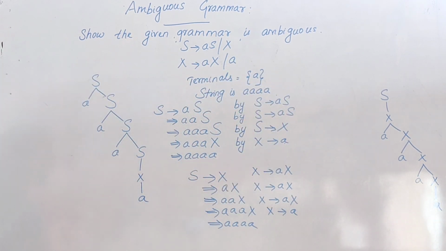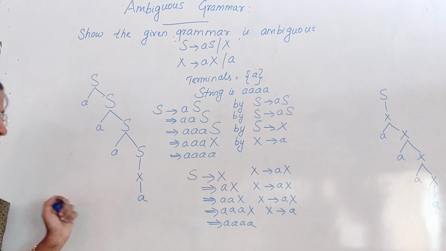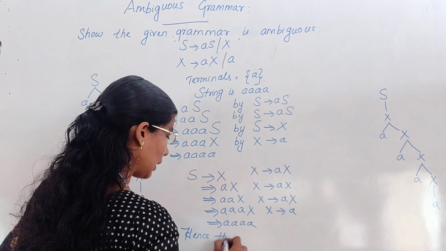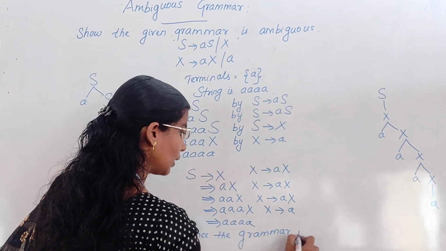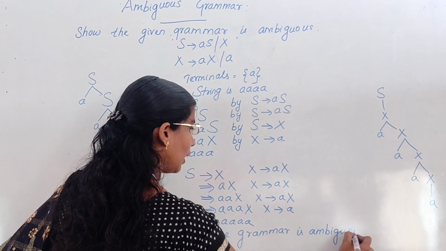Check both the parse trees. Are they the same or different? Both the parse trees are different. Right? Both the parse trees are different. Hence the grammar is ambiguous.